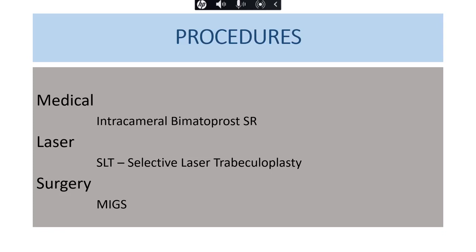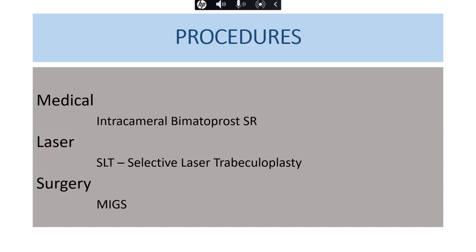Well, at the moment we are talking about open angle. We have set aside the angle closure. In this presentation, we are talking about only open angle. Okay, selective laser trabeculoplasty. The new thing, which is the latest thing, is MIGS, which she has already started doing.